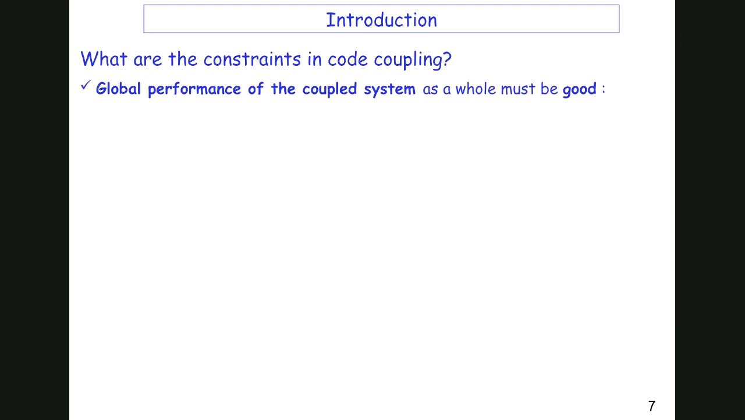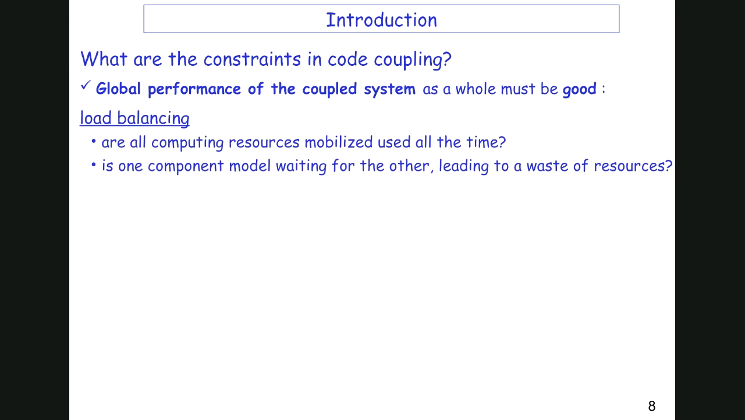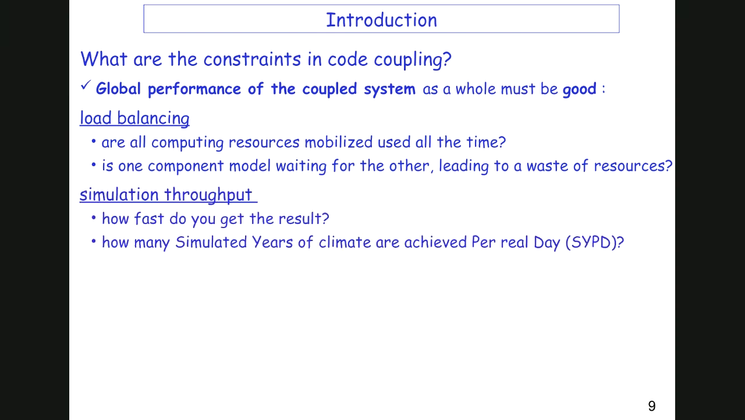Another very important constraint in code coupling is that you want the global performance of the coupled system as a whole to be acceptable. And when we talk about global performance of the coupled system, we have to define what we're talking about. We may be talking about the load balancing of the different components. When you have a load balanced system, all the computing resources that are available are really used all the time. It means that you don't have one component waiting for the other and wasting some resources. So you want to make sure to have a load balanced system, not to waste any resources. But you may be interested in having a good simulation throughput.